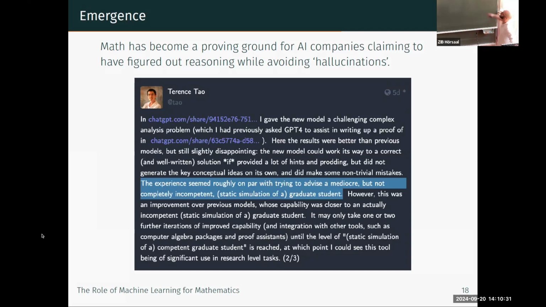And he said that the experience is roughly on par with trying to advise a mediocre, but not completely incompetent grad student. Yeah, and previously he was of the opinion that it's a mediocre, completely incompetent grad student. I should also say, if Terence Tao says that you're not completely incompetent, you're already in the world's top 5% of mathematicians for sure.